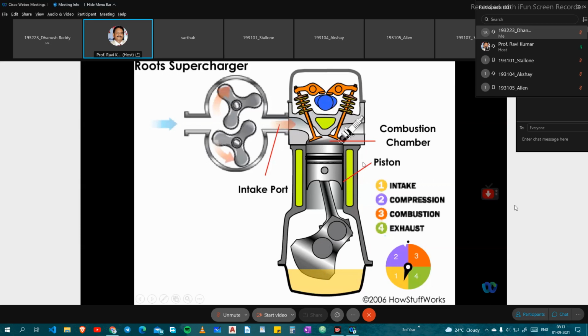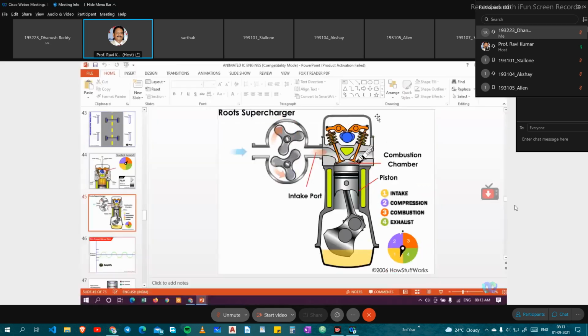Okay, this is about the four stroke cycle with a Roots blower. I have shown how a Roots blower, or whichever blower is added as an additional part, is used for supercharging or turbocharging of the engine. I have just shown the figure. Now we are going to the description.